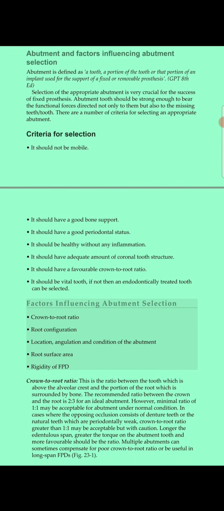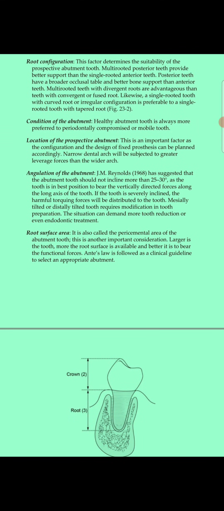The third factor is the location, angulation, and condition of abutment. Now come to the condition of abutment. A healthy abutment tooth is always more preferred to a periodontally compromised or mobile tooth. Next is the location of the prospective abutment. This is an important factor, as the configuration and the design of fixed prosthesis can be planned accordingly.